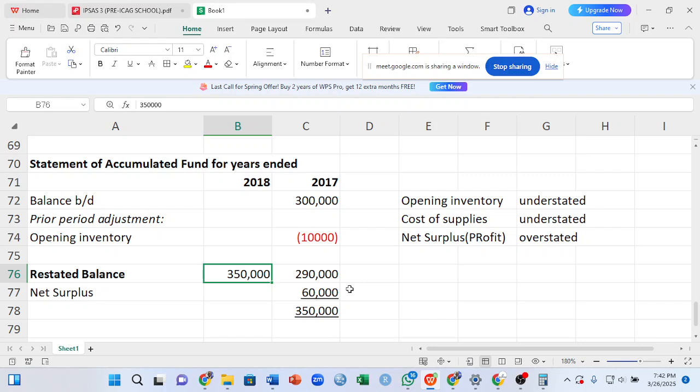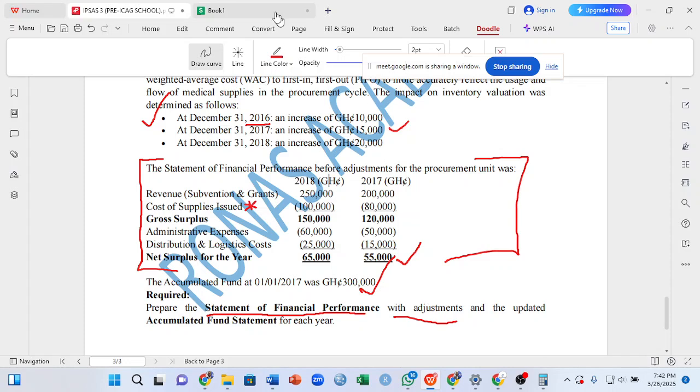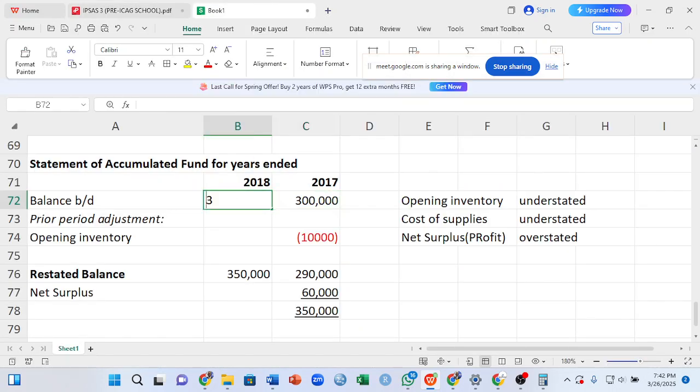Going back and doing that, how are you going to do it? You're just going to pick the opening balance, which was the 300,000, and add the wrong profit for 2017, which is 55,000. If you add it, that gives us 355,000 in this case. Then we come and correct this error to give us the 350 back. How are you going to do this? You start again, opening and then the closing.